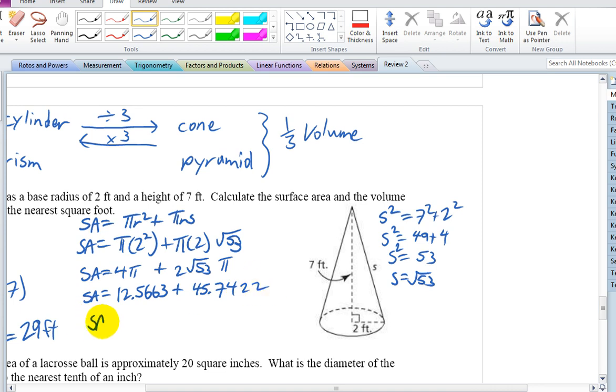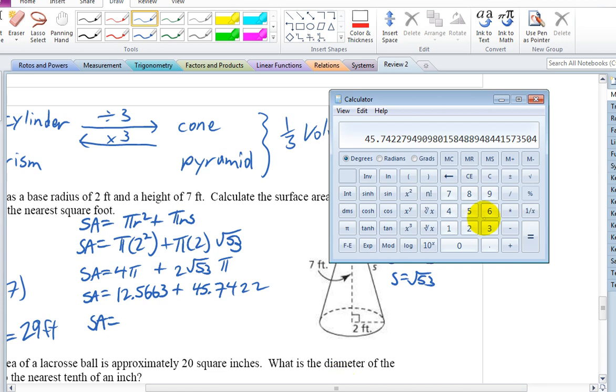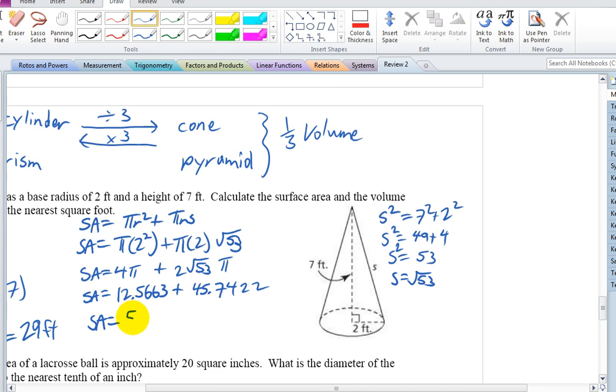Okay. So if you keep lots of decimals, you should be okay with your rounding. Then add them up. 12.5663 plus 45.7422 is 58.3, and it wants it to the nearest square foot, so 58 feet squared. Okay. All right, another pretty intense question.